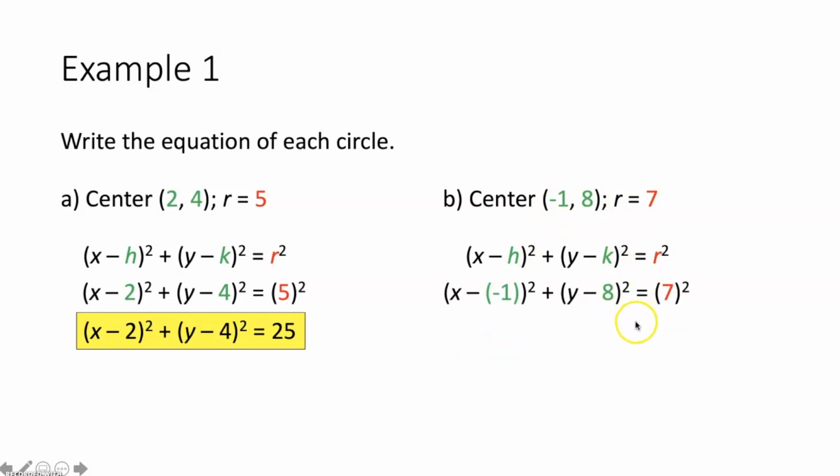Then we just simplify whatever we can simplify. X minus -1, we can rewrite as x plus 1, the quantity squared, plus y minus 8, that just stays y minus 8 squared, is equal to 7 squared, which is 49.